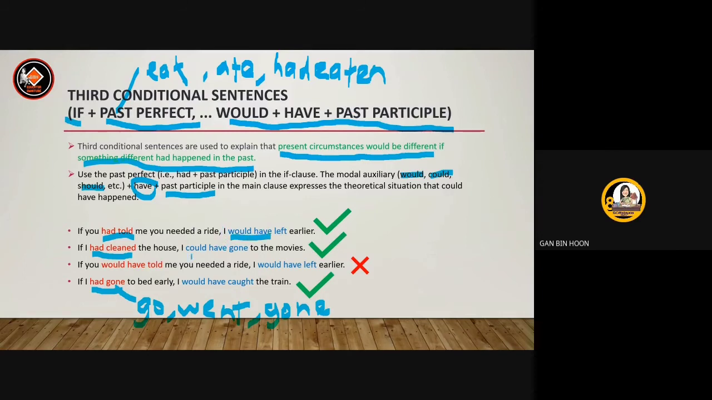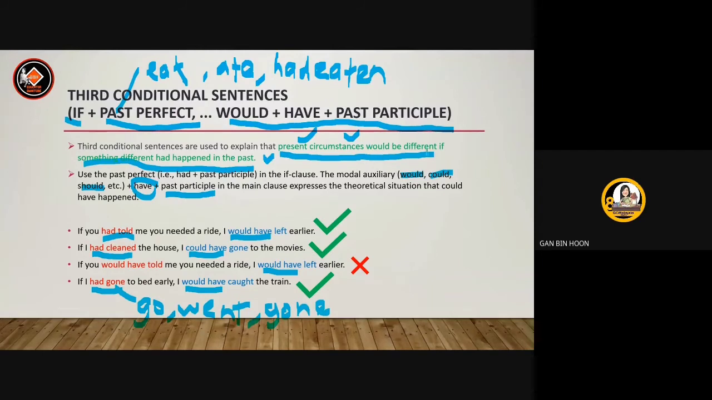I would have, I could have. Sentence: if you had told me you needed a ride, I would have left earlier. It means if you told me you needed a ride, I would have left earlier. But the thing is, the present situation would change if something different had happened.